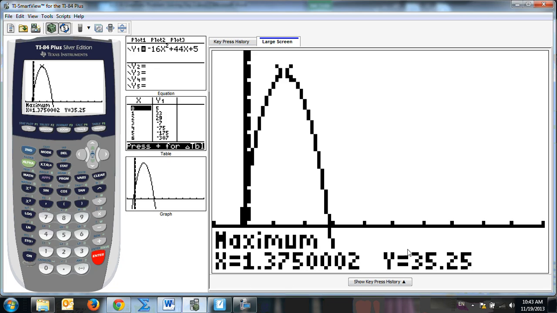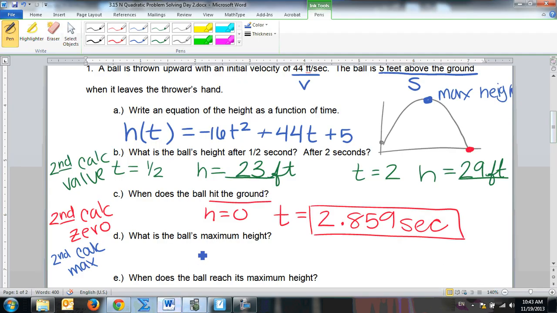All right, now go back and look at your question one more time. It says, what is the ball's maximum height? So which of these values do we want? Y. Good. So the maximum height is 35.25 what? Feet. You will lose points for not putting units. You have to put units on every answer. I have to know if you know that it's time or feet.